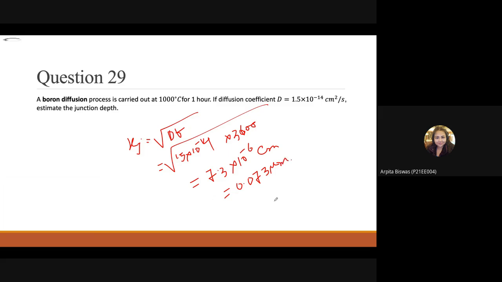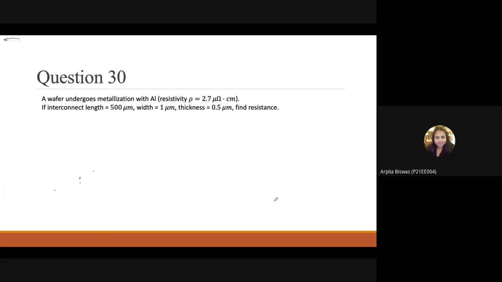So can I move towards the last question? Yes, ma'am. So this is the last question of today's class. This is a simple question. A wafer undergoes metallization with aluminum. The resistivity is given. The interconnect length is 500 micrometer, width is also given, thickness given. So find out the resistance. Simple, put the formula. You have to find out R and rho is given. Tell me the value of R.